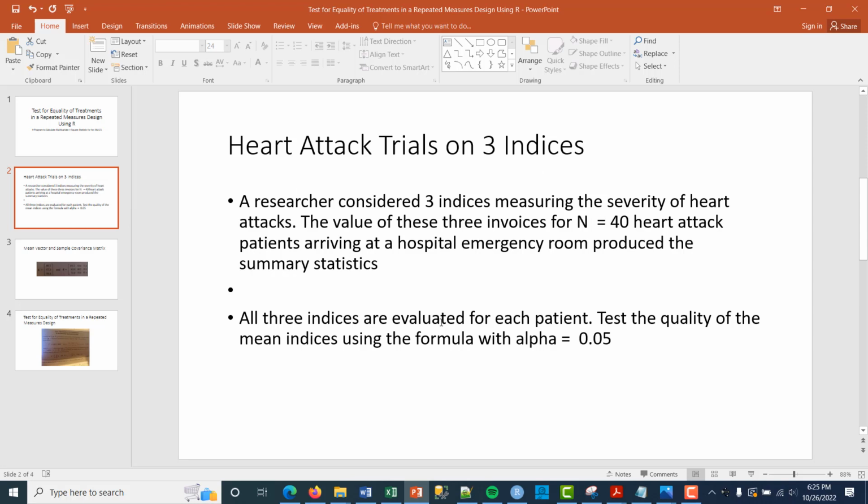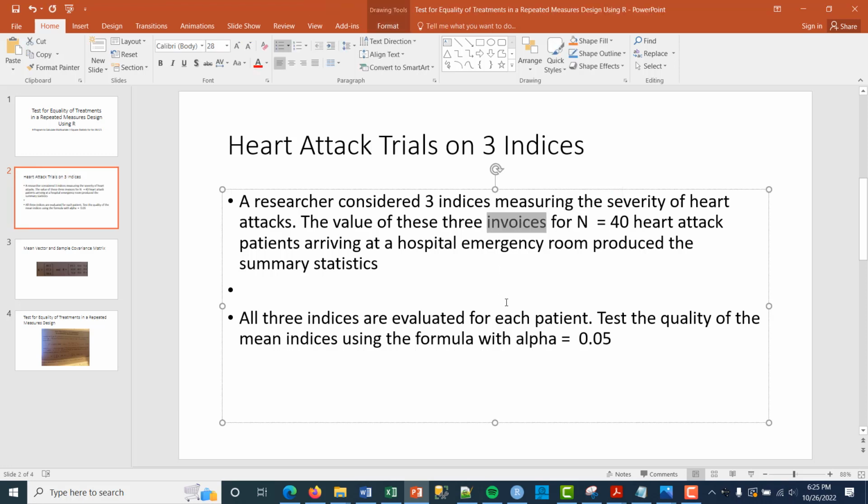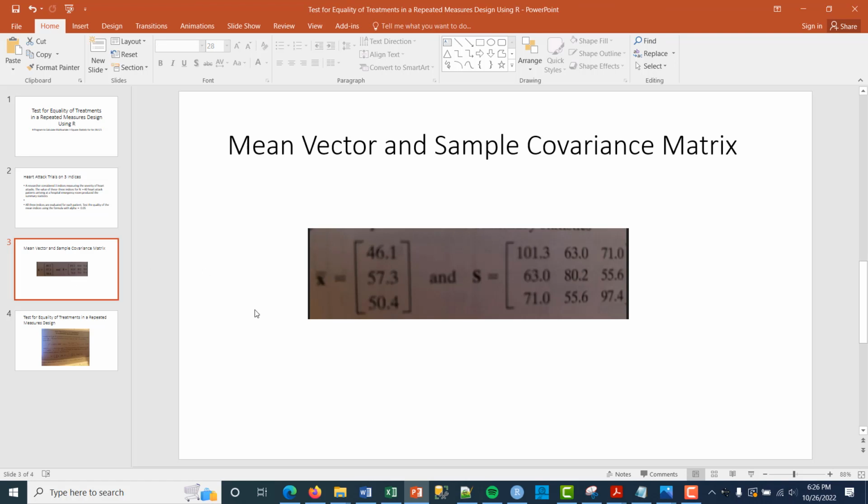But here's the setup. We have heart attack trials on 3 different variables or indices, and this researcher is considering those for measuring the severity of heart attacks. And the value of these 3 indices, for 40 heart attack patients arriving at a hospital emergency room, produce some summary statistics. All 3 indices are evaluated for each patient. What we want to do is test the equality of the means using an alpha of 0.05. We want to come up with a T-squared statistic in the end.